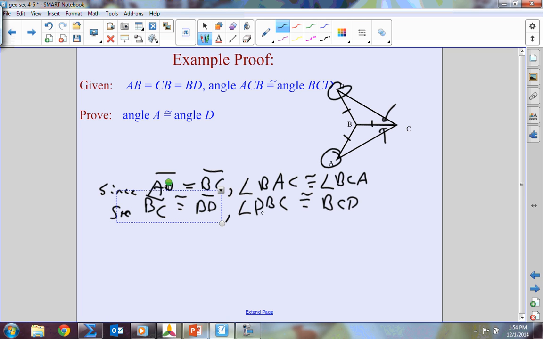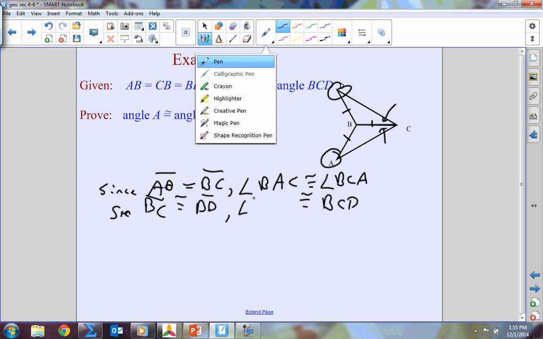Uh-oh. Let's see, I have DBC. There's no DBC. Hold on. BCD goes with BDC. That's our problem, or my problem. You're probably doing fine.